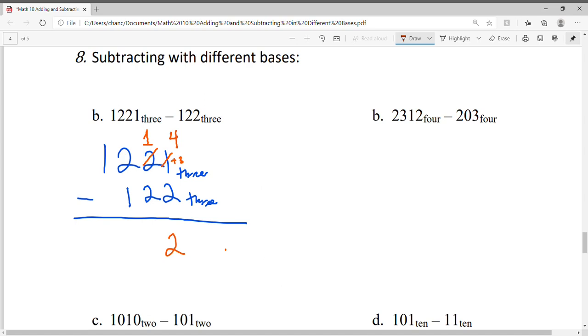We'll have to borrow again. This reduces to a 1. I'll add an additional 3 here, and this becomes a 4. 4 minus 2 is 2. 1 minus 1 is 0, and this becomes a 1. So now we have our solution, 1, 0, 2, 2, base 3.